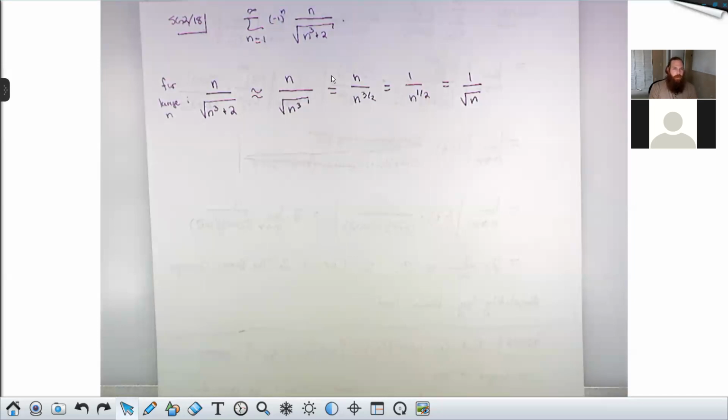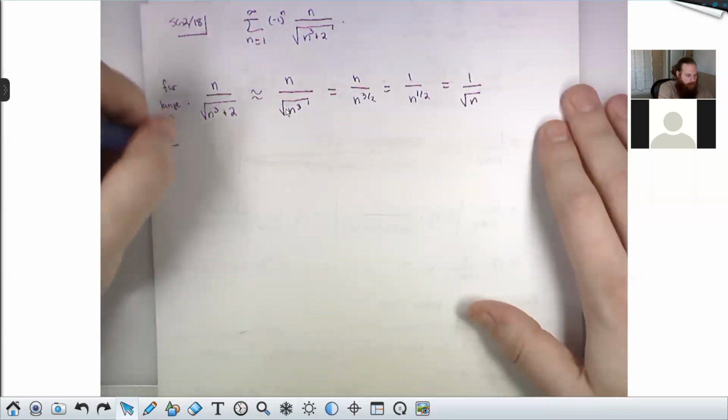Nah, bigger denominator does not mean decreasing. It means smaller than 1, right? N divided by n plus 1 is not always decreasing, but n plus 1 is always bigger than n. So bigger denominator does not mean decreasing. Faster growing denominator means decreasing. And here, I don't think you'll see that right away. Right. So let's jump in.